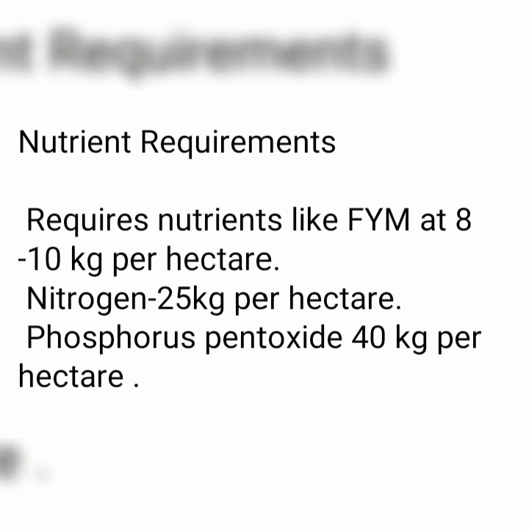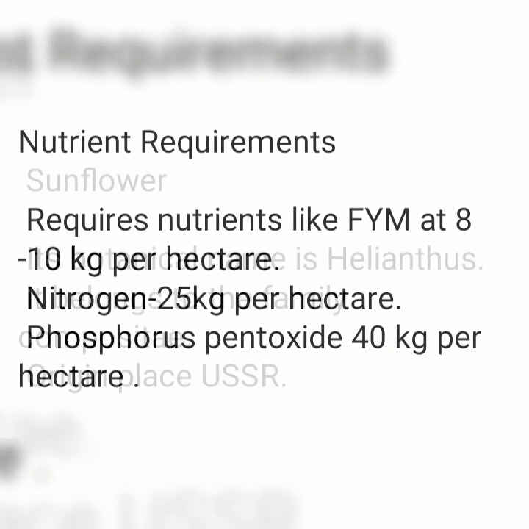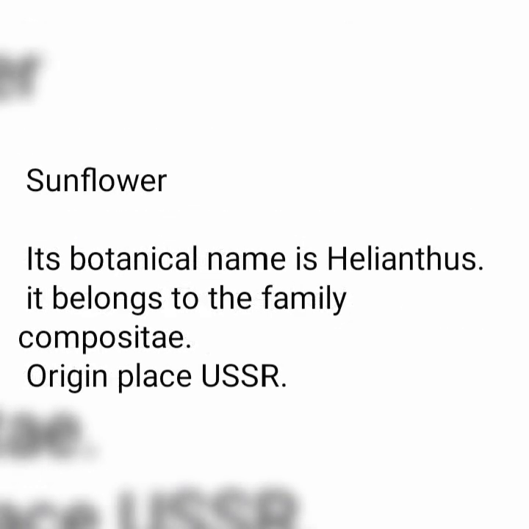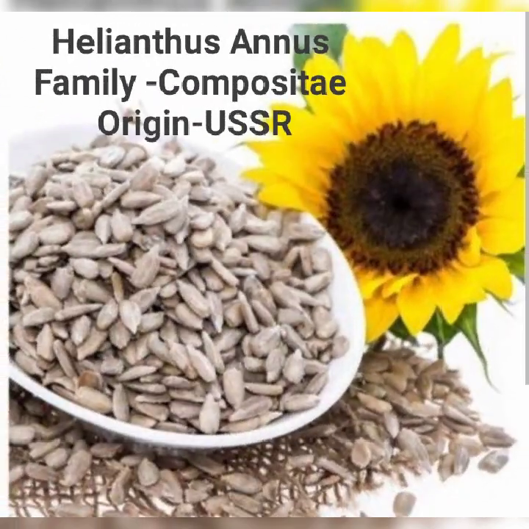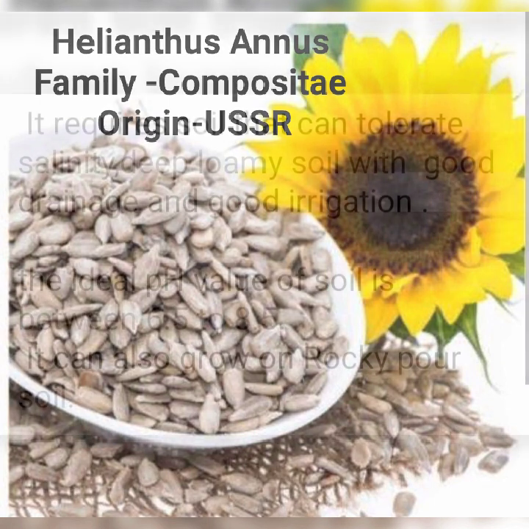The next crop is sunflower. The botanical name of sunflower is Helianthus, and it belongs to the family Compositae. Its place of origin is USSR, and it requires soil that can tolerate salinity. The soil is deep loamy with good drainage capacity and good irrigation capacity, and the ideal pH value for soil is between 6.5 to 8.5. But it can also grow on rocky and poor soil.